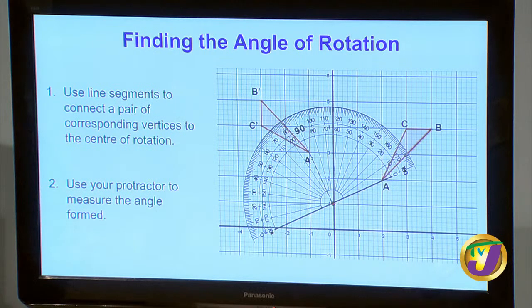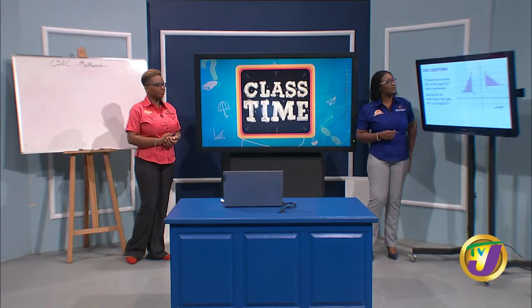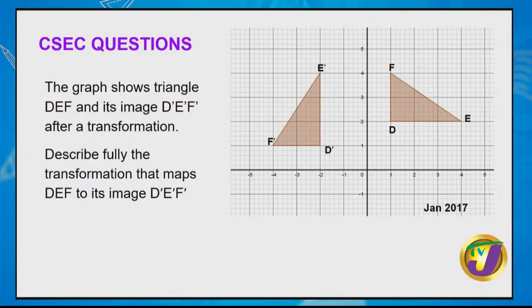So I think we need to do a CSEC question, don't you? All right, so let's look at this question. It says the graph shows triangle DEF and its image D prime, E prime, F prime after a transformation. Describe fully the transformation that maps DEF to its image D prime, E prime, F prime.